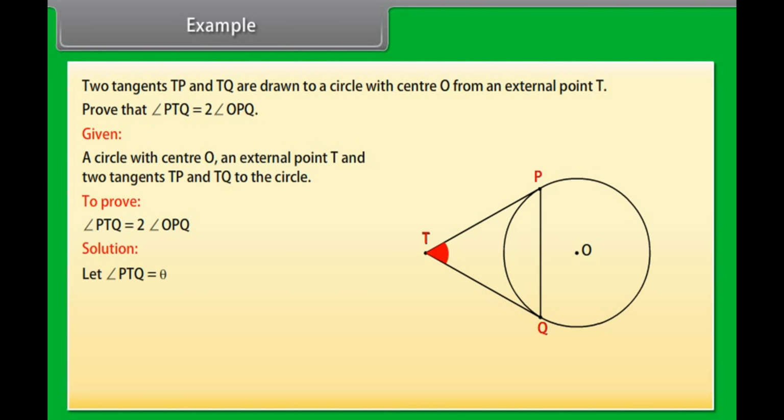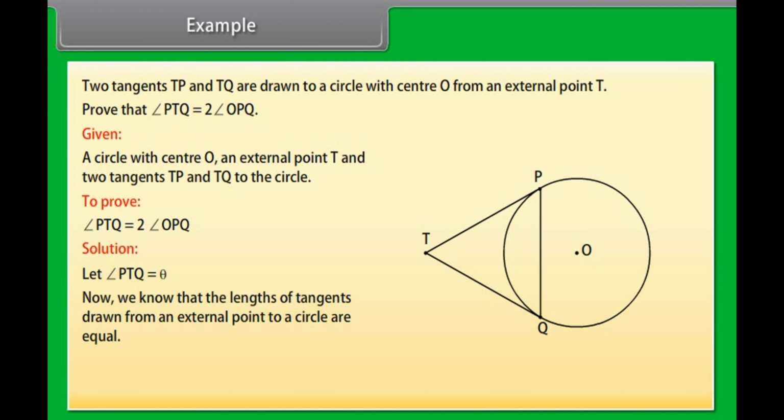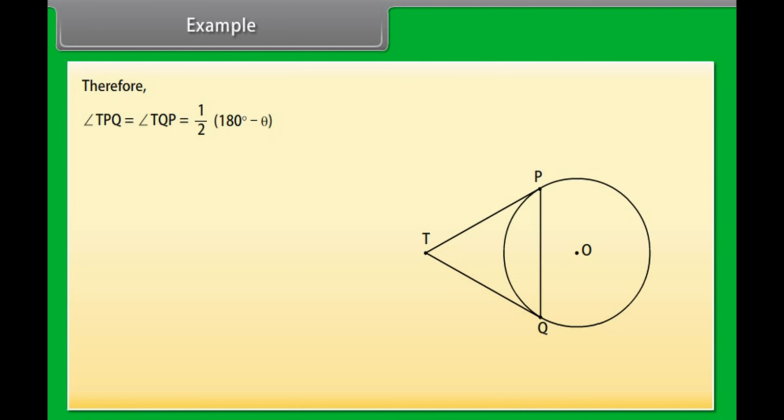Let angle PTQ be equal to theta. Now from the theorem of tangents we know that the lengths of tangents drawn from an external point to a circle are equal. Therefore, TP is equal to TQ. So, TPQ is an isosceles triangle. Therefore, angle TPQ is equal to angle TQP, which equals 1 upon 2 into 180 degree minus theta, which is equal to 90 degree minus 1 upon 2 theta.